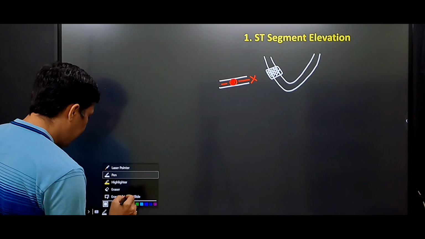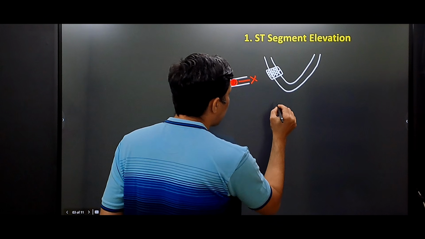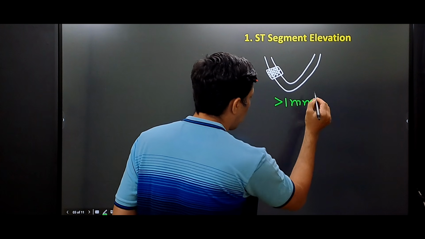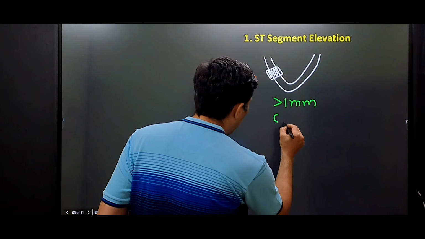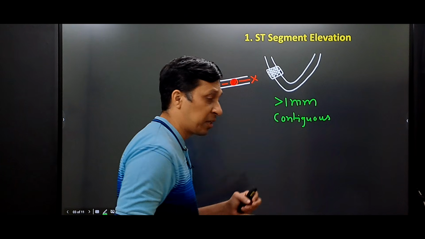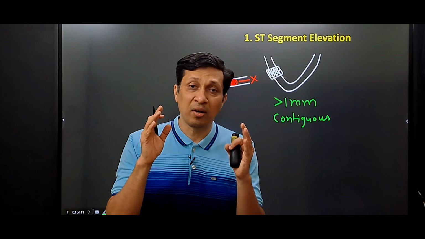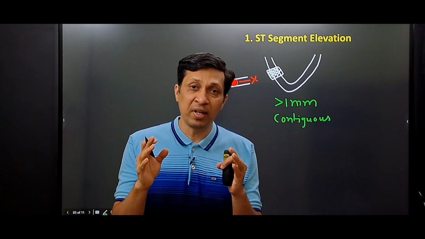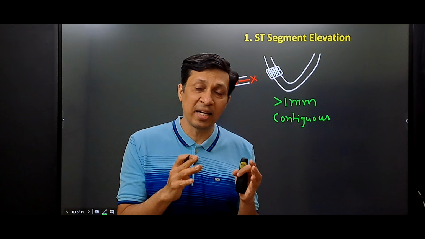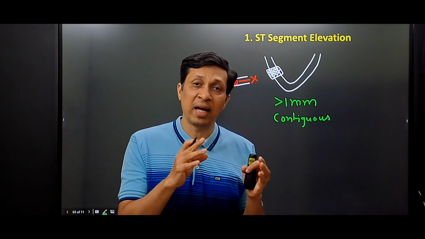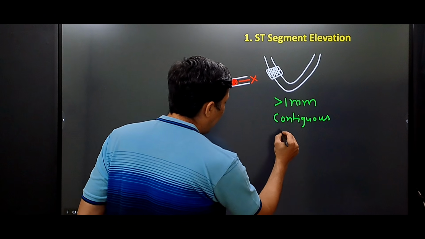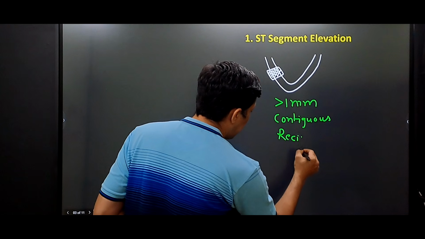There are certain criteria to say that this is ST segment elevation. First, the elevation has to be more than 1 millimeter and this has to be in contiguous leads. Contiguous leads means a certain group of leads that represent a particular wall of the heart, like 2, 3, AVF represent the inferior wall, and similarly V1 to V4 represent the anterior wall, and V5, V6 and lead 1 and AVL represent the lateral wall. So the changes have to be in the contiguous leads, and then there also have to be reciprocal changes.